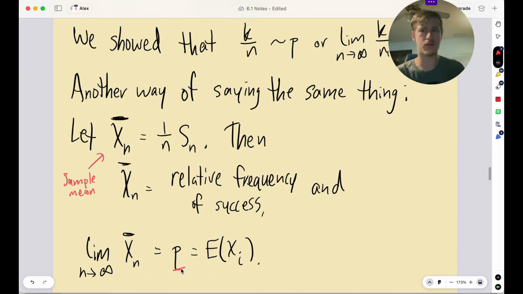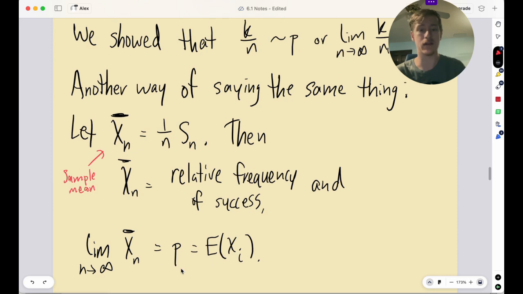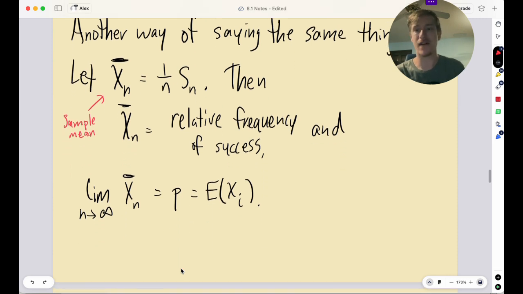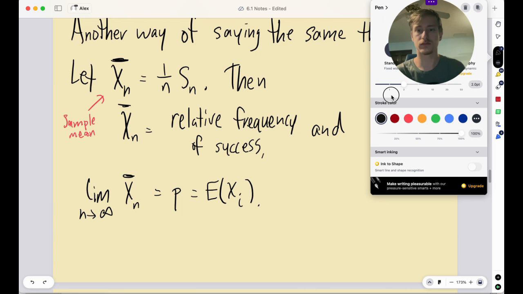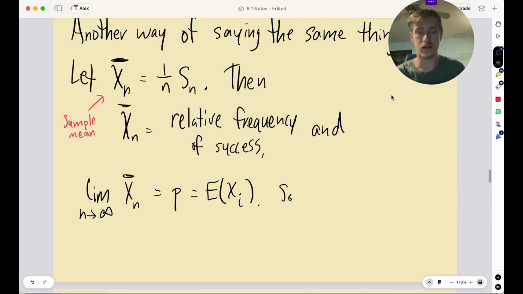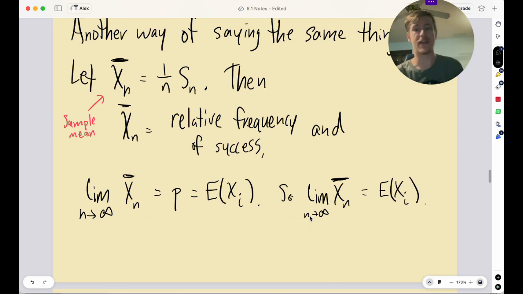But wait a minute, the probability of success is the same as the expected value of any one of the Bernoulli random variables. Okay, so what we have is that the limit as n approaches infinity of x sub n bar is equal to the expected value of just any of the random variables. But we only have that if the random variables are, say, Bernoulli.